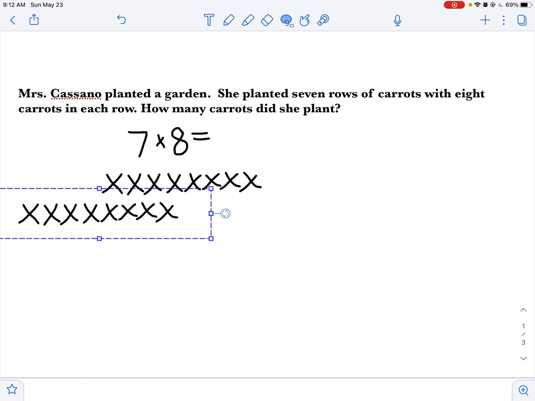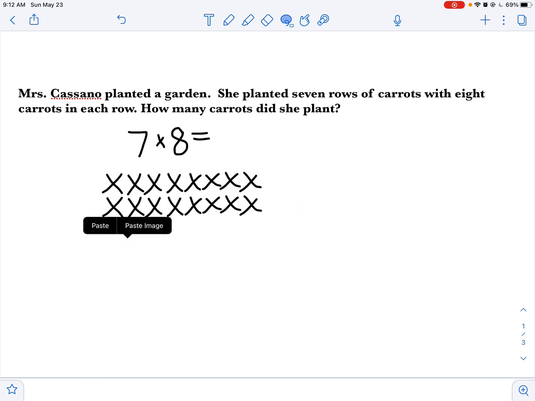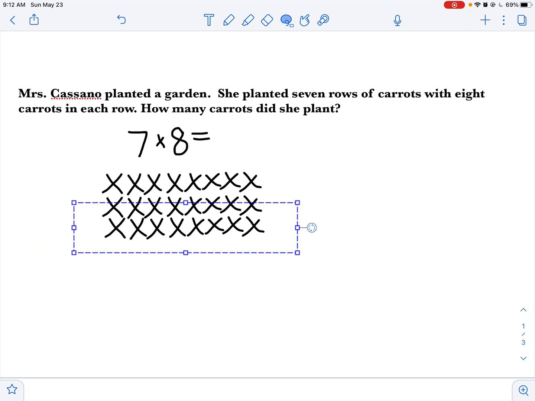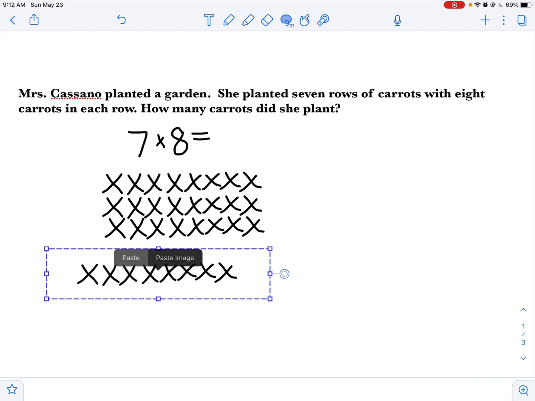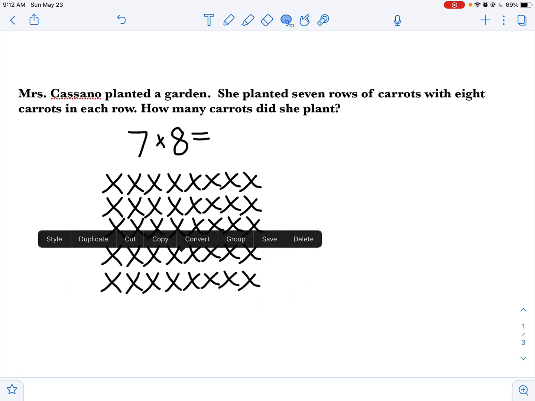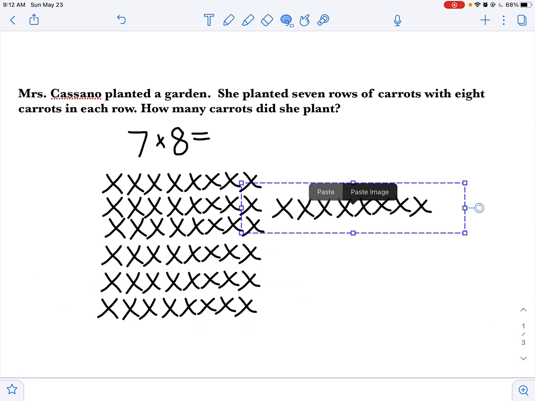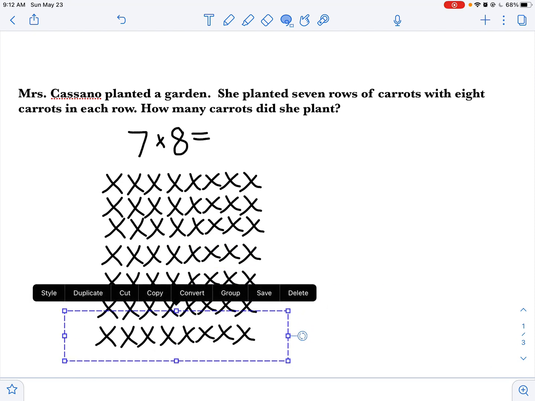Copy, paste. So there's 2 rows, 3 rows, 4 rows, 5 rows, 6 rows, and 7 rows.